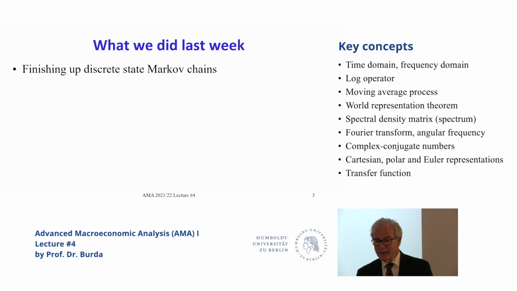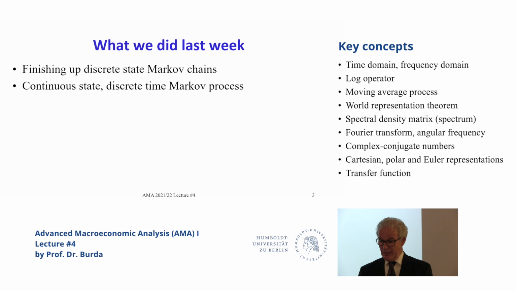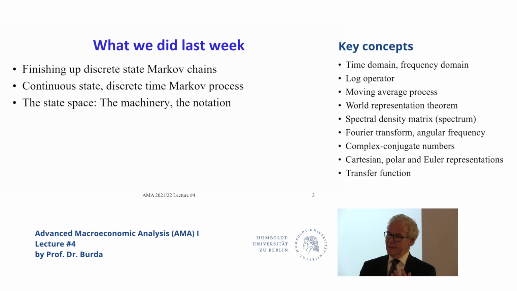Last week, we finished up the discrete state Markov chain. We made this amazing jump into what's called a continuous state, but still discrete time Markov process, the motivation for macroeconomics. And then we introduced this linear system, the linear process defined on a random vector that has the Markov property. And we call that the state space. It's kind of like a machine, you know? You just have to make a few minimal assumptions, get the notation right, and then we can generate all sorts of interesting objects that are good for us when we start looking at data, we start making forecasts, when we start simulating the model. And today we'll compute the spectrum using the same thing.